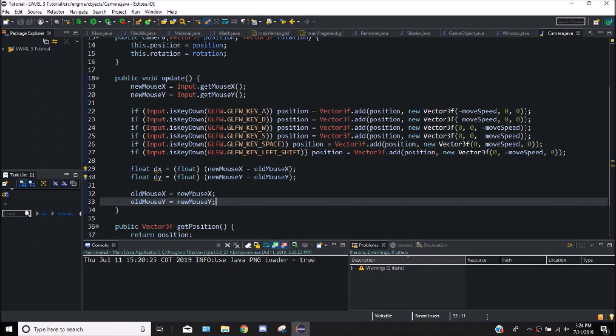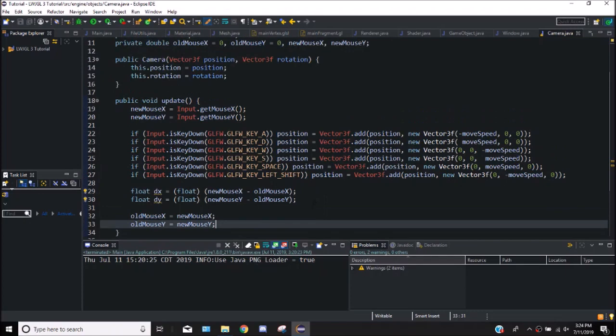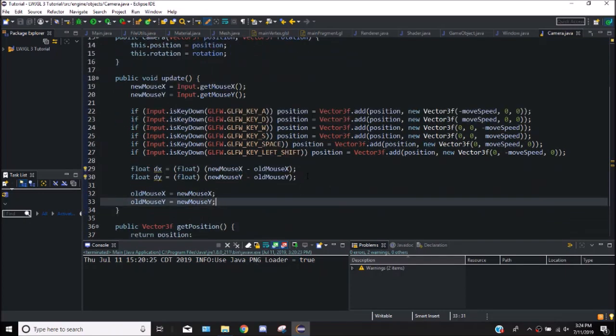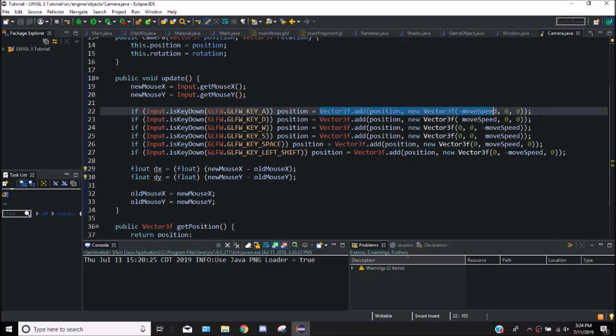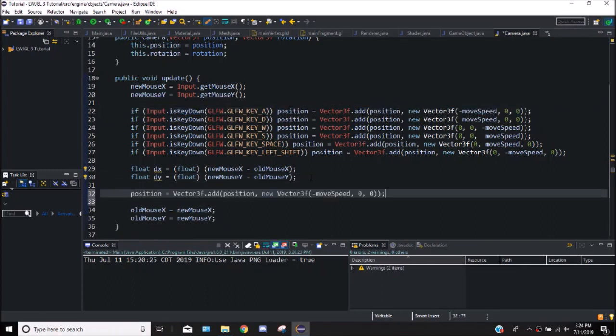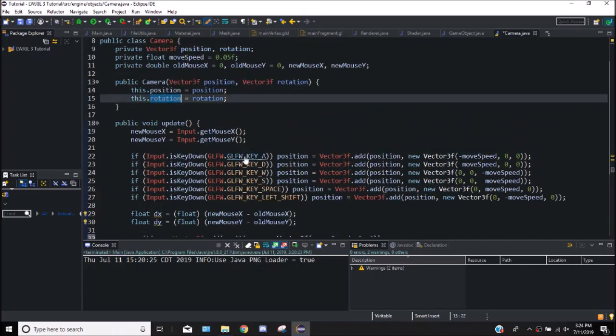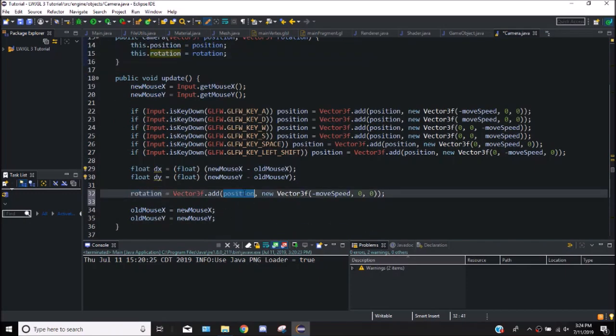Now that we have these, we can actually map this to our rotation. Similarly to how we do the vector up here, we can do the same thing but for rotation. After we get the distances, we can just say rotation. So copy that and paste it here, but instead of using move speed, we're going to rotate based off this difference. It's really difference, not distance.